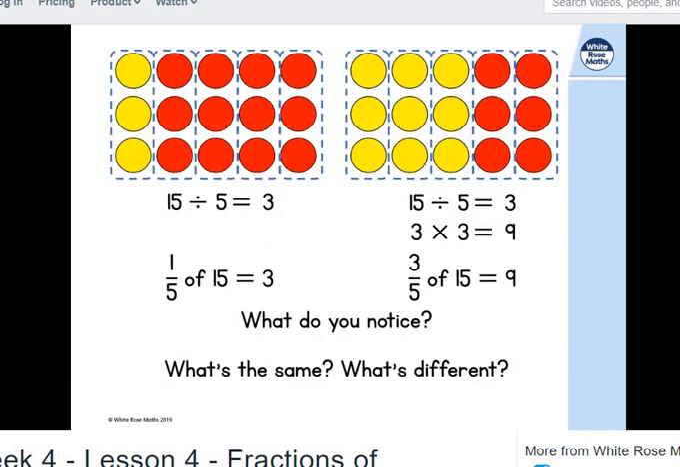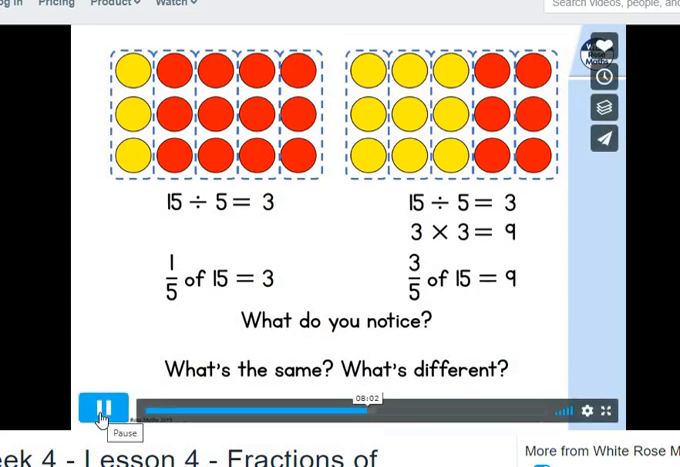What's the same, what's different about these two? Thinking about our calculations we did for our first story, and the story we just did, what stayed the same, what's changed? Well, the whole has stayed the same, but we noticed that when the numerator was 3, we multiplied the part by 3 to work out the total. So our numerator tells us, once we know one part, how many we have to multiply it by.